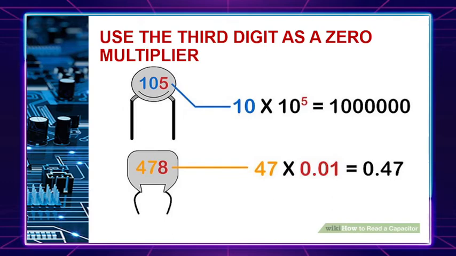What if the third digit falls on 9? Then you should multiply it by 0.1. Example, 309: 30 times 0.1, you will have 3.0.